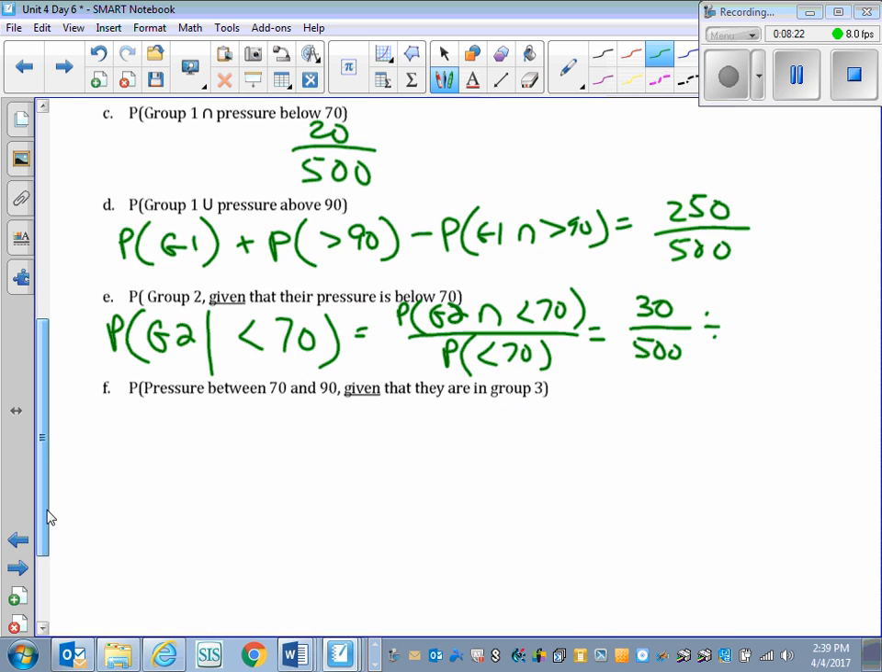Which is 70 over 500. Anytime you're dividing a fraction, remember we have to flip and multiply, so this becomes times 500 over 70. But the 500s can cancel out, and we're left with 30 over 70 as our answer.